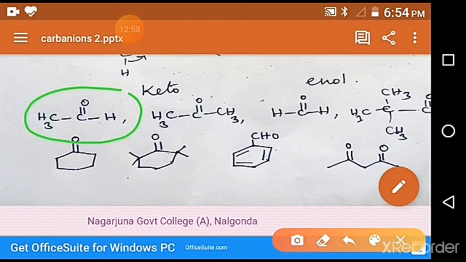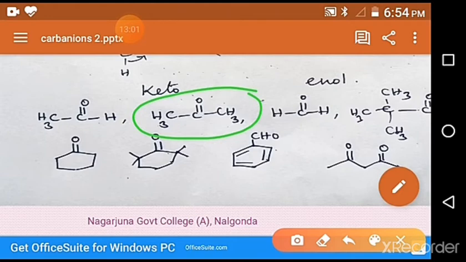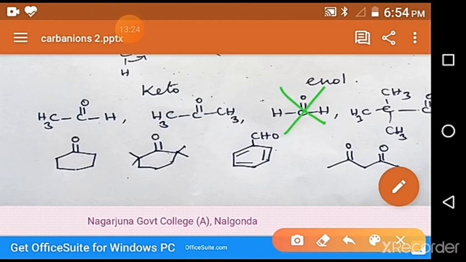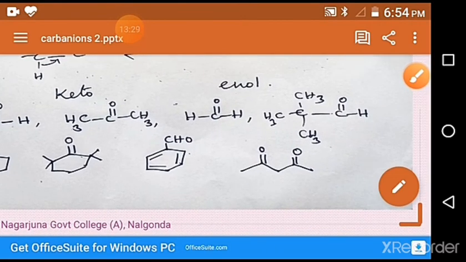Second example, acetone. Acetone has 6 hydrogens, 3 hydrogens and 3 hydrogens. That's why this also exhibits keto-enol tautomerism. In the next one, formaldehyde. Formaldehyde has only one carbon. There is no other alpha carbon. That's why there are no alpha hydrogens. That's why this doesn't exhibit keto-enol tautomerism.